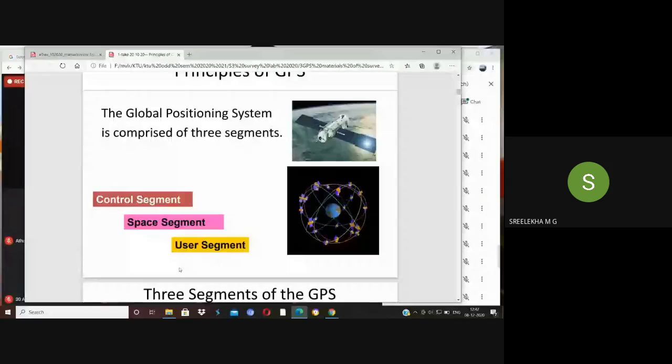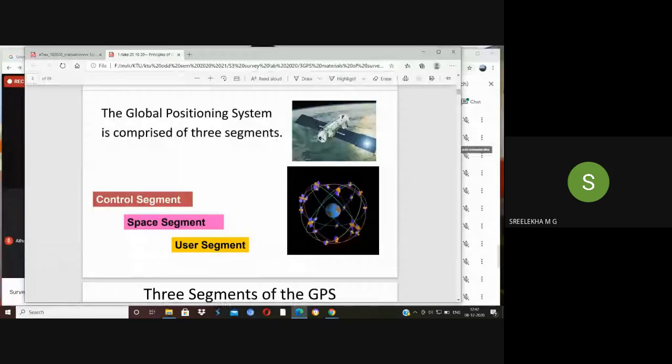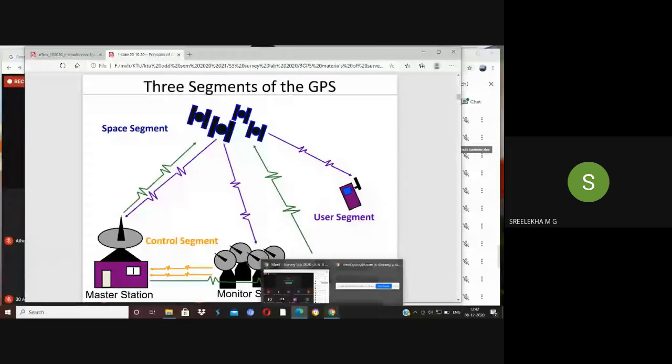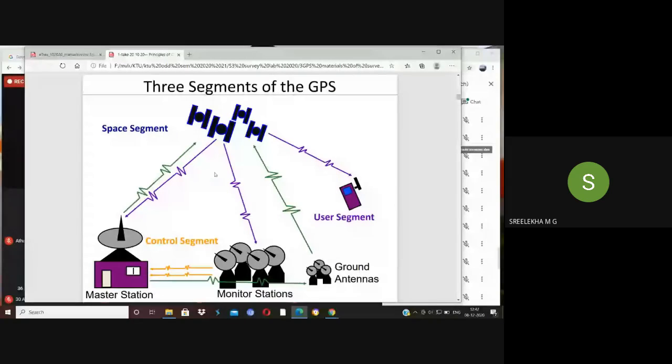There are the control segment, the space segment, and the user segment. What is shown in this picture? These are the 3 components of GPS. So what is the space segment? The space segment refers to the satellites. Whatever satellites there are, this indicates the satellites.